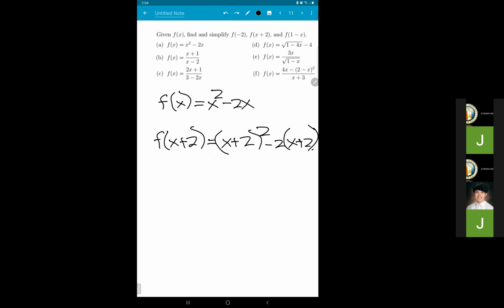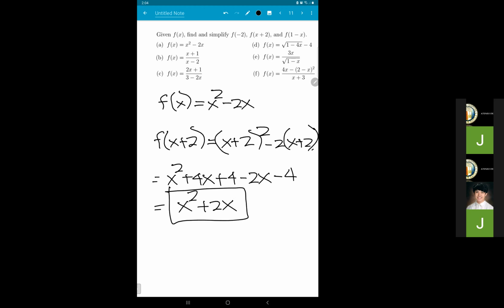So you already found it. You just have to simplify it. So expansion gives x squared plus 2x for f of x plus 2. Okay, you can practice on f of 1 minus x. If you want, take a screenshot or just watch this later and then practice on item A by evaluating f at 1 minus x.